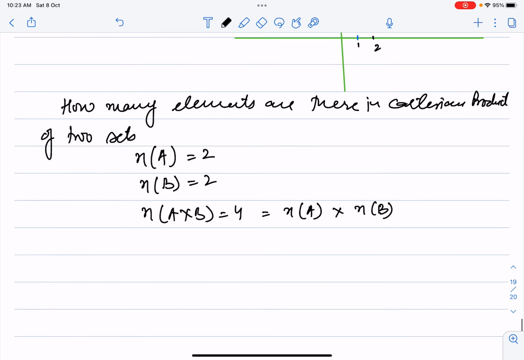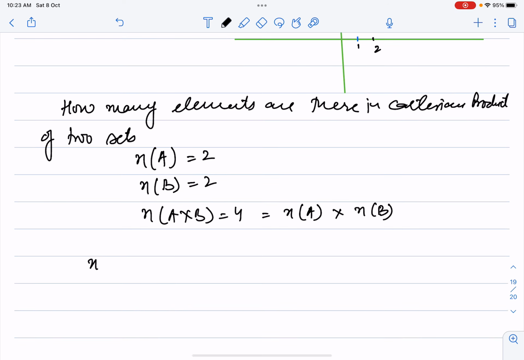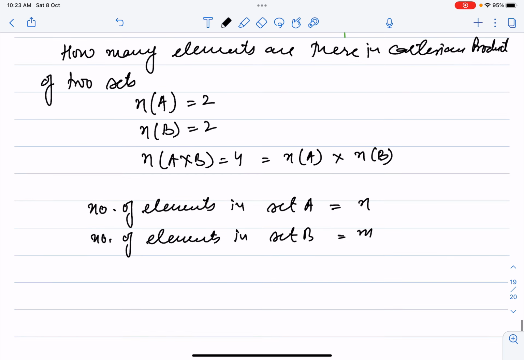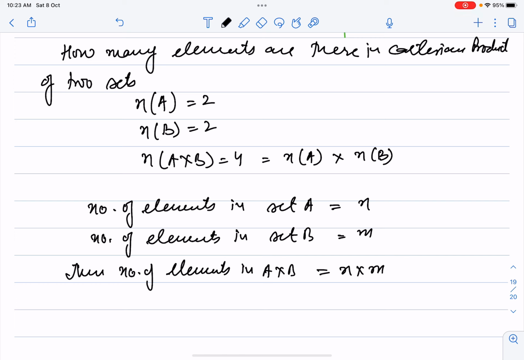So this becomes a formula to find the number of elements in the Cartesian product of two sets. Suppose I say that the number of elements in set A is equal to n and the number of elements in set B is equal to m, then the number of elements in A cross B will be equal to n into m. So n into m is the number of ordered pairs in the Cartesian product A cross B. I hope this is clear.